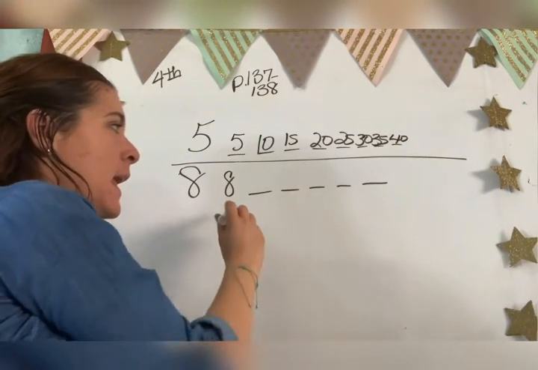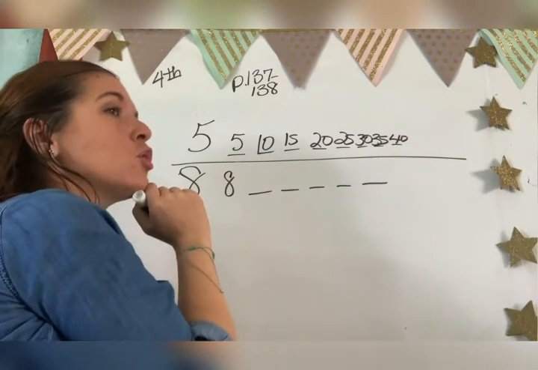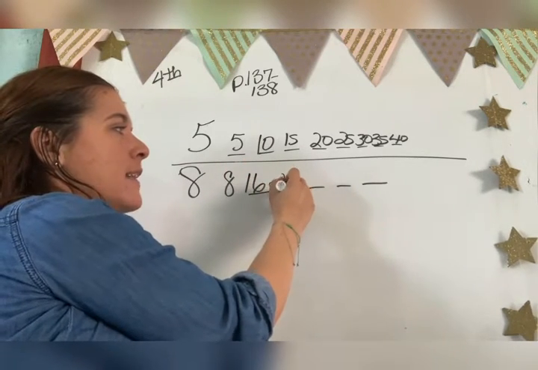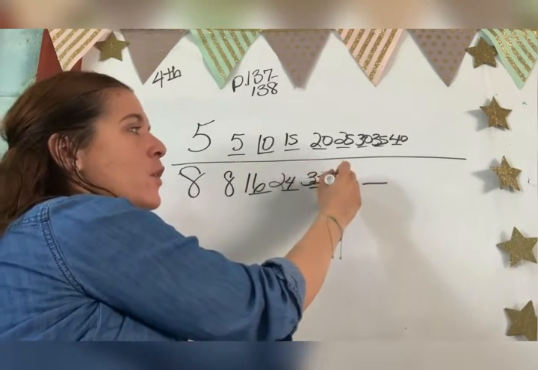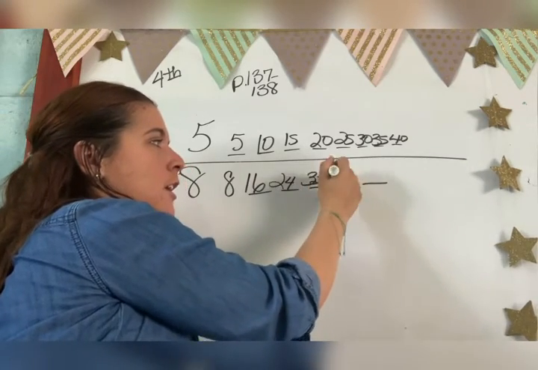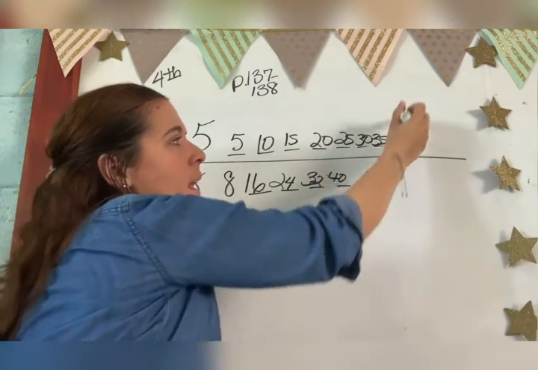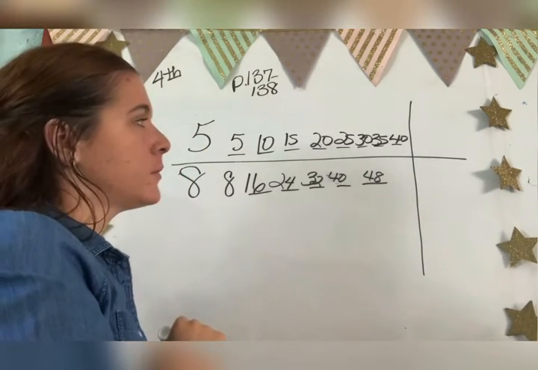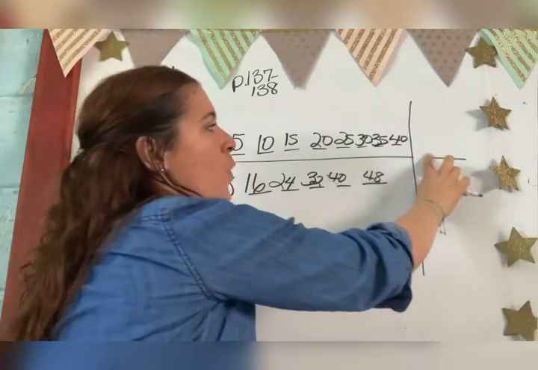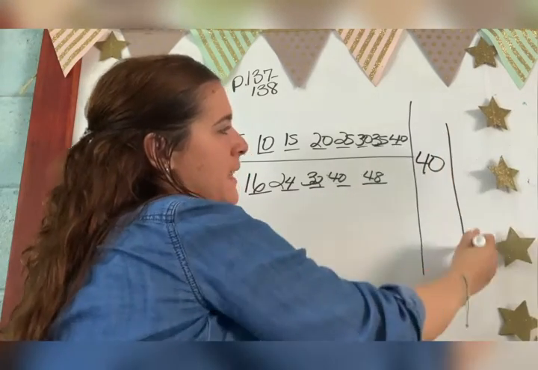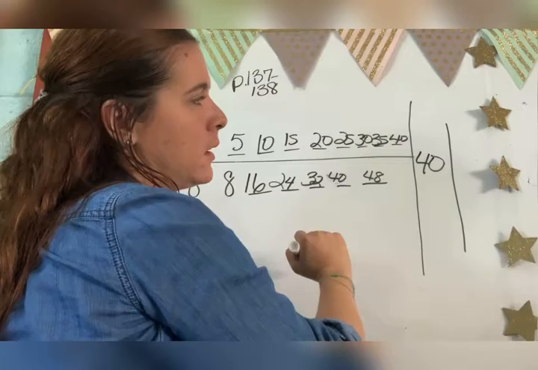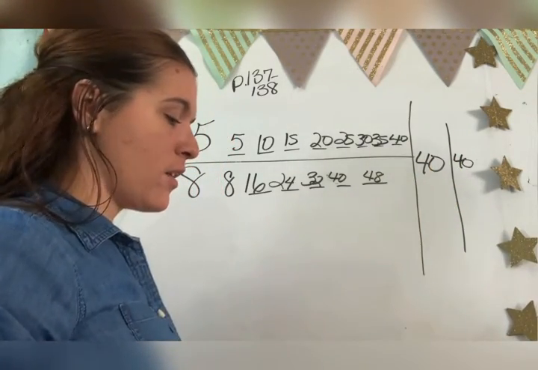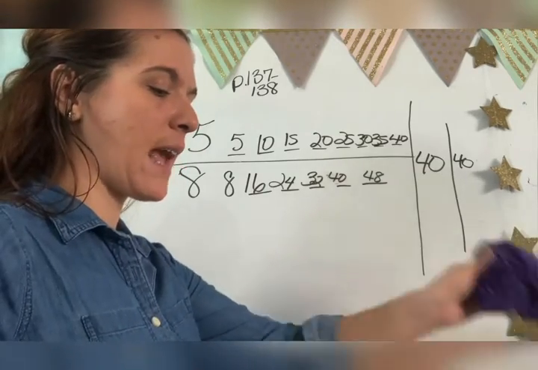Okay, here. 8 times 1, 8. 8 times 2, Keanu, do this one for me. 16. 8 times 3, 24. 8 times 4, 32. 8 times 5, 40. 8 times 6, 48. What is my only common multiple, Scarlett? 40 is my only common multiple. So what's my least common multiple, Fernanda? 40. Okay, there you go. And that's your lesson for today.